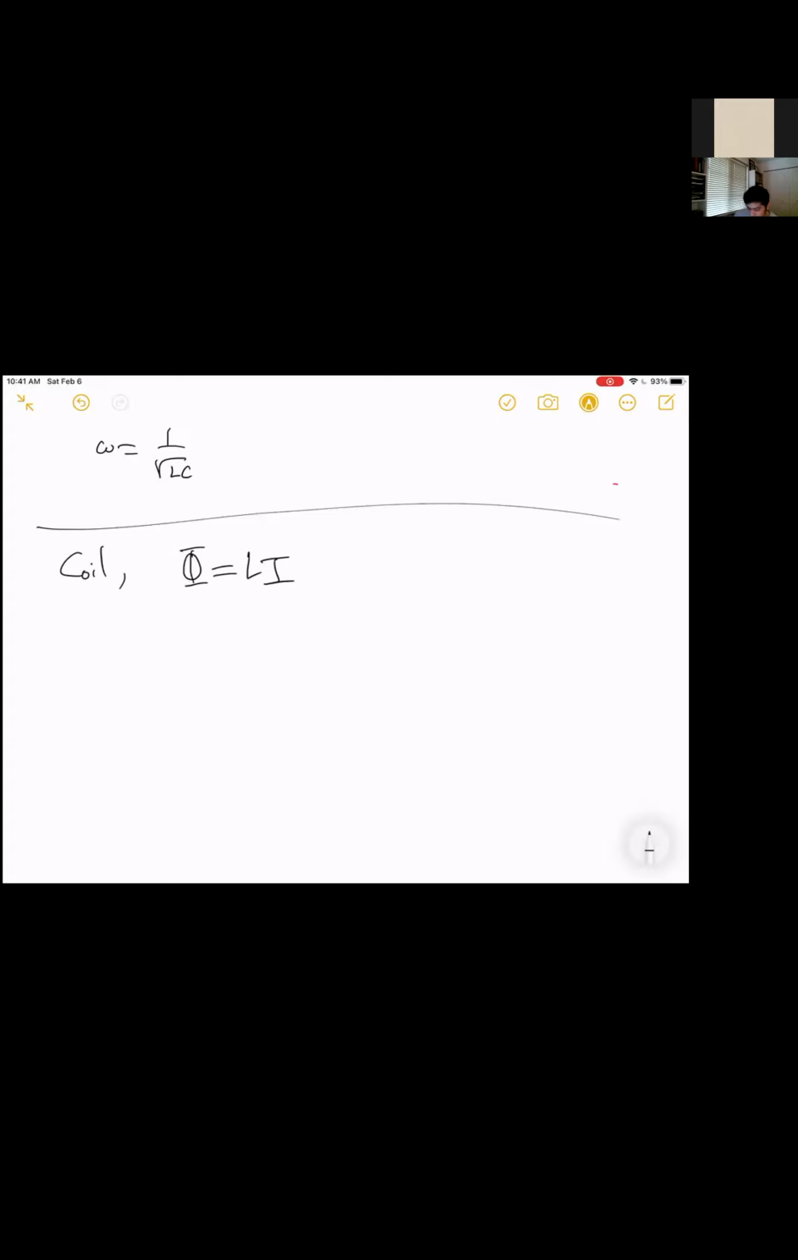So what that means is that if I have a loop and I push a current I through it, that generates a magnetic field, and the flux due to that magnetic field is L times I. L is a proportionality constant. Then the magnetic flux change, so the EMF, which is essentially V, is equal to negative d phi dt, which is therefore just equal to negative L di dt. So just as a consequence of Faraday's law. That's why this works. Okay, cool.